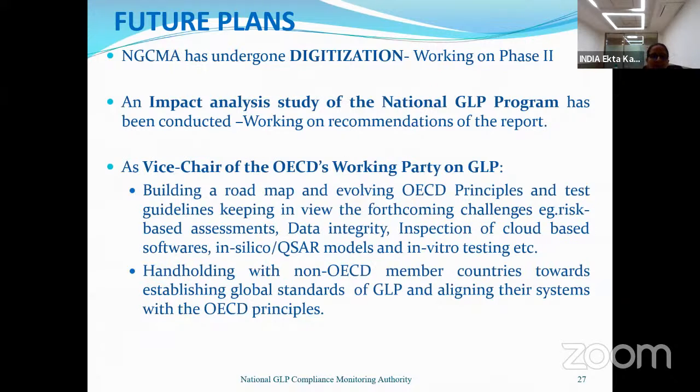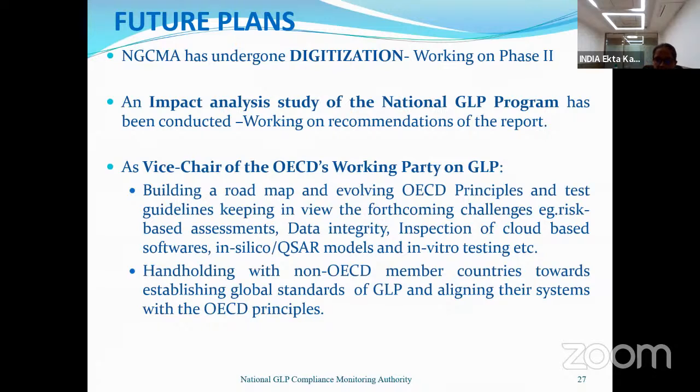As India is now the vice chair of the OECD's Working Party on GLP, we are working on a roadmap and evolving the OECD principles and test guidelines, keeping in view the forthcoming challenges, for example, risk-based assessments, data integrity, inspection of cloud-based software, in silico or QSAR models, and in vitro testing, etc.